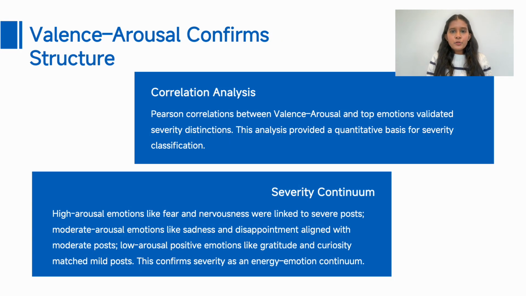To ensure that severity grouping is scientifically grounded, I conducted a correlation analysis between the valence arousal values and the top emotional probabilities from GoEmotions. The Pearson correlation results showed a clear alignment. Negative valence and high arousal emotions like fear and nervousness were highly associated with severe posts. In contrast, moderate posts lean towards sadness and disappointment, which fall under moderate arousal and negative valence. Mild posts correlated more strongly with curiosity and gratitude, which represent low arousal and neutral or slightly positive valence.